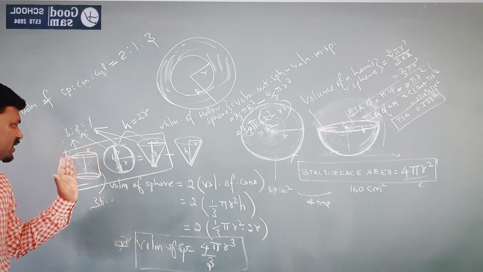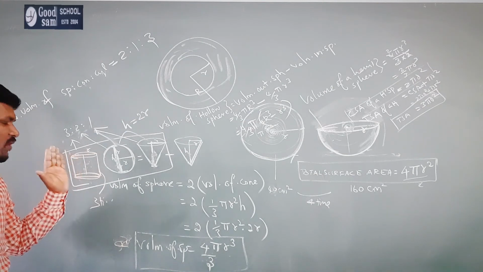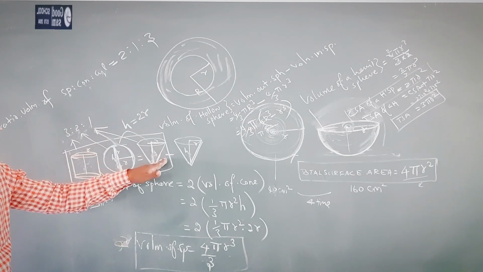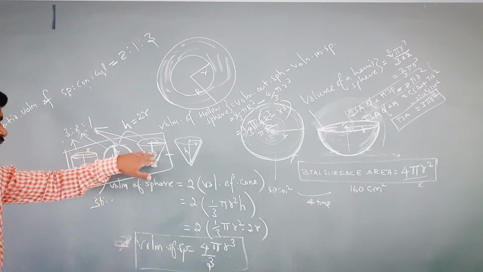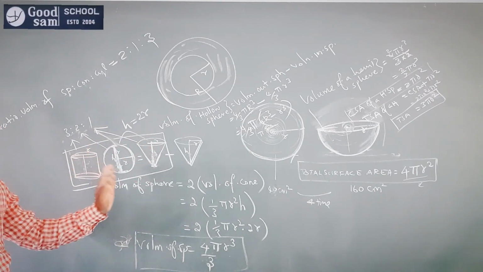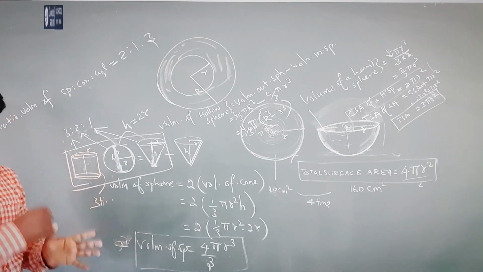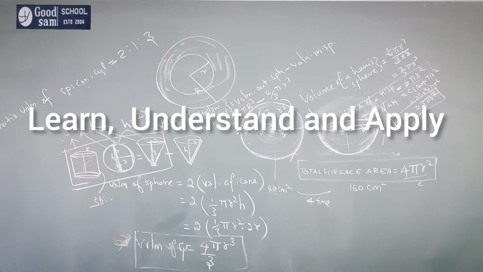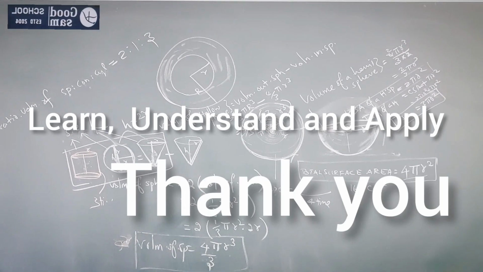First we discussed the formula of the cylinder. From that we found the formula of the cone. From the cone we came to the sphere. So this is how we are interrelating all these shapes; the volumes of the shapes are interrelated. I hope that you understood the concept.